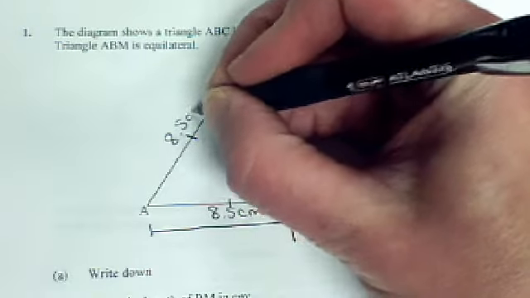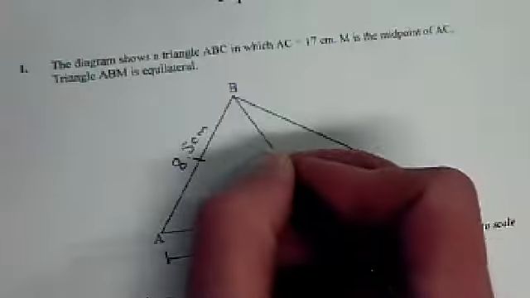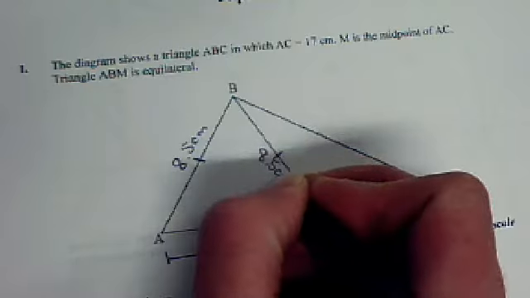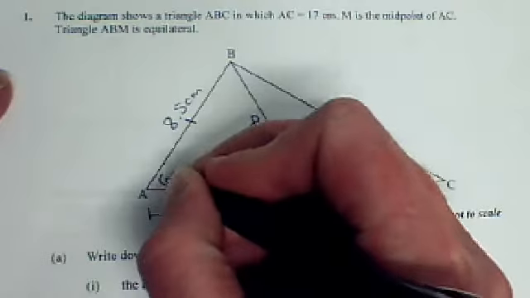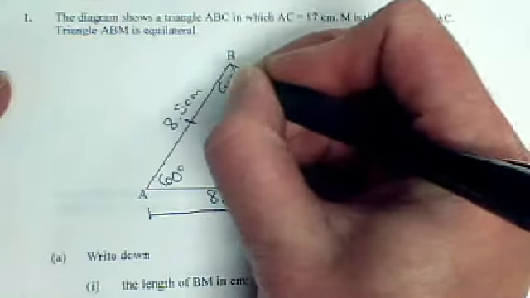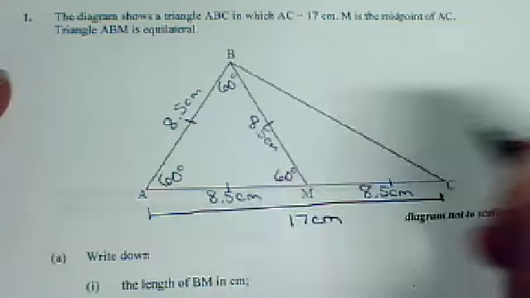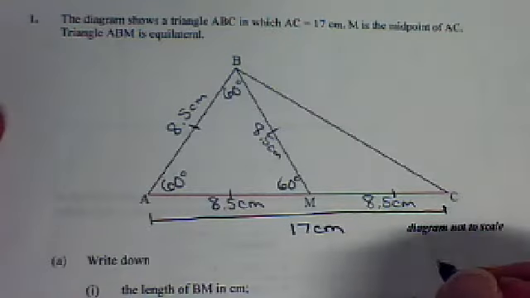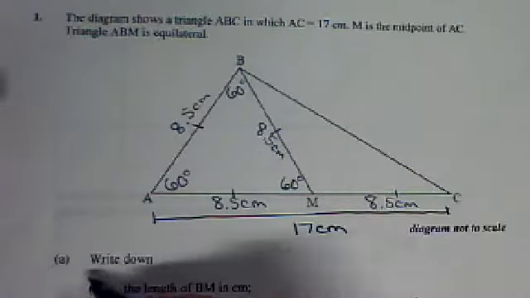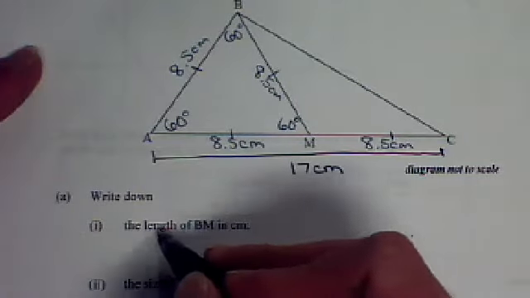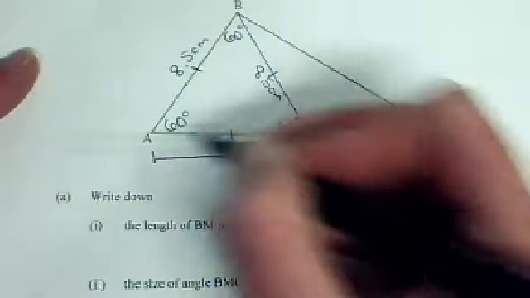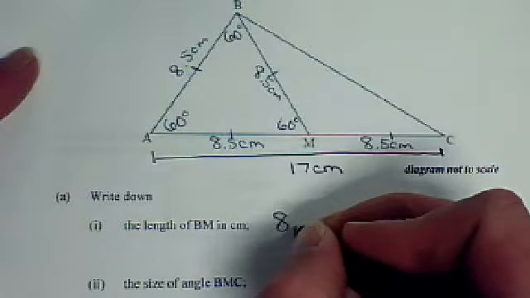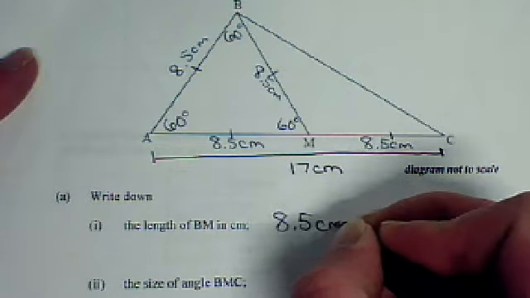An equilateral triangle means that all 3 sides are the same. Another thing that we know about an equilateral triangle is that all 3 angles are also the same. So all of that information is strictly from the problem. The first question is write down the length of BM in centimeters. Well, since we knew that was equilateral, then BM is 8.5 centimeters.